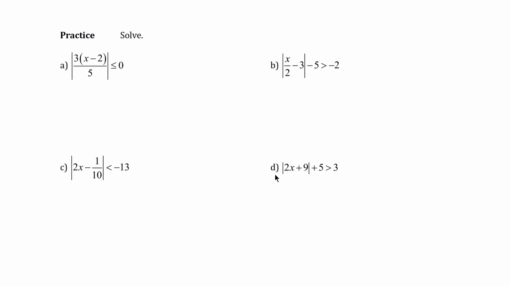For part C, we have the absolute value of 2x minus the fraction 1 over 10, less than negative 13. For part D, we have the absolute value of 2x plus 9. Outside of the absolute value, we have a plus 5 greater than 3. Okay, so go ahead and pause the video, try out these problems, and then check back with the video to see how you did.